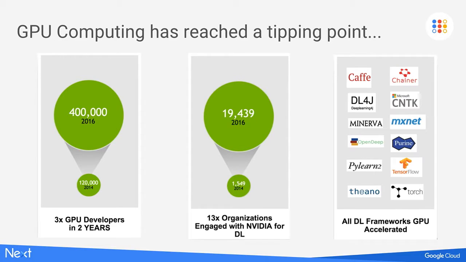And NVIDIA, our partner, was kind enough to share some data with us. They have mentioned that GPU developer interest is increasing substantially. We have over 3 times as many developers signed up now in the past 2 years, up to 400,000, and more than 20,000 organizations engaged with NVIDIA for deep learning activities. And you can see that the major deep learning frameworks are all GPU enabled now, accelerated by GPUs.